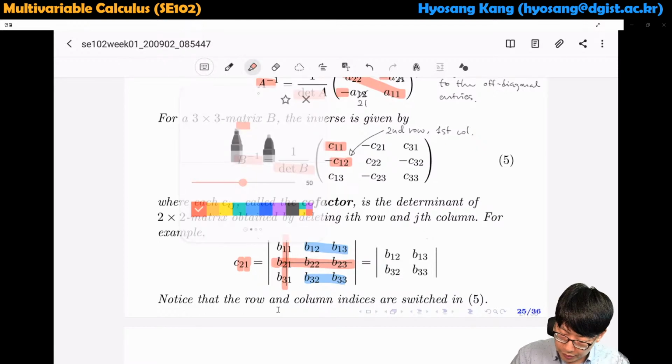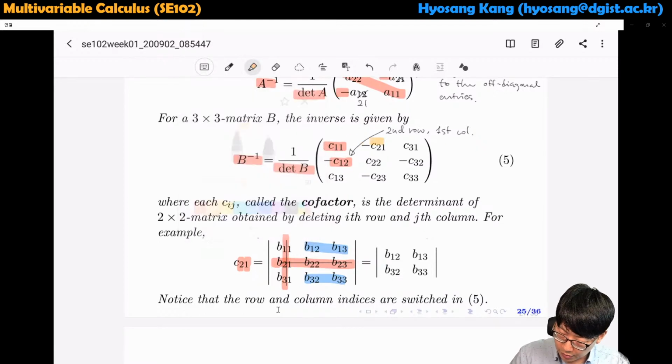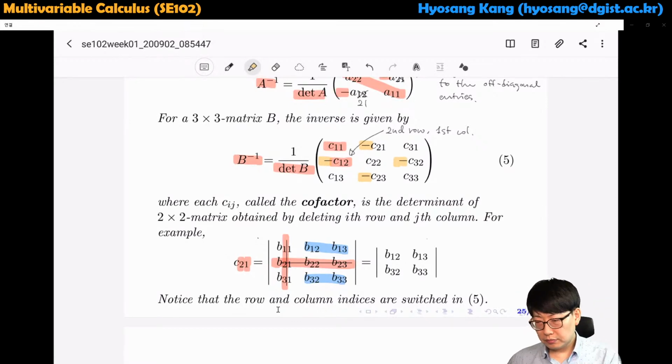And then, more importantly, you have to put the signs on these tiles. So you have minus signs on these areas, not everywhere. Like a checkerboard, you have a negative sign on the checker signs here. So that's B inverse.